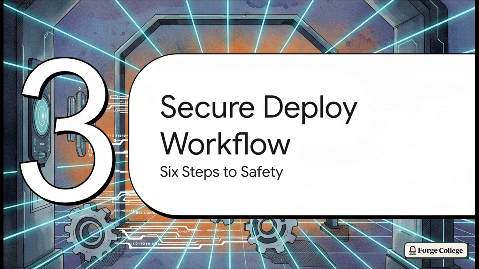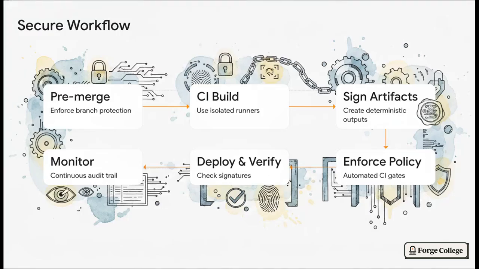Section 3. The secure deployment workflow. So if threat modeling was finding the holes, this secure workflow is us installing the laser grids and biometric scanners. We can map this workflow into 6 explicit steps. The goal here is adding concrete gates and verifiability at every single handoff, from the very moment the code leaves the source repository all the way to your production hosts.